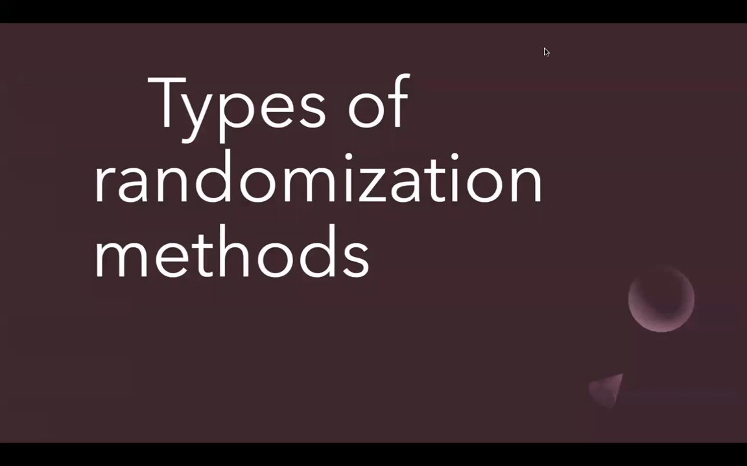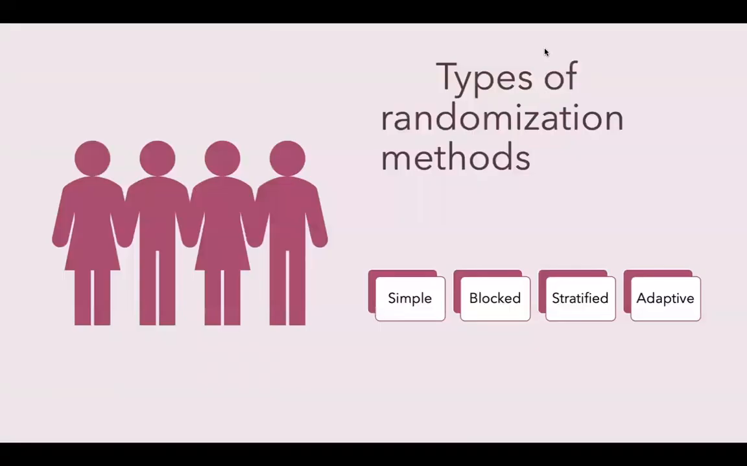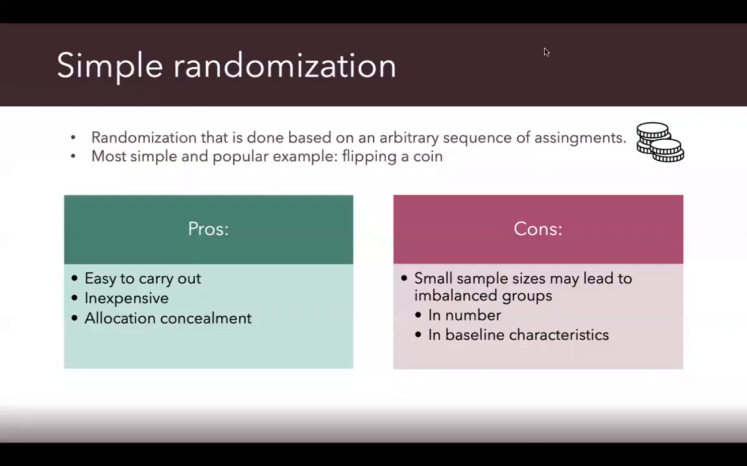So what are the different types of randomization methods? There are four main types of randomization methods that we can use in clinical research. First of all, we have simple randomization. This method involves assigning participants to different treatment groups using a method that ensures that each participant has an equal chance of being assigned to any of the treatment groups. It is done based on an arbitrary sequence of assignments, and the most simple and popular example that there is, is the flipping of a coin.